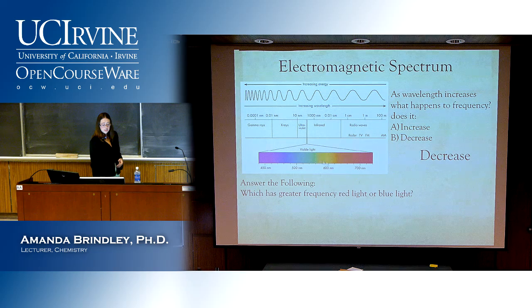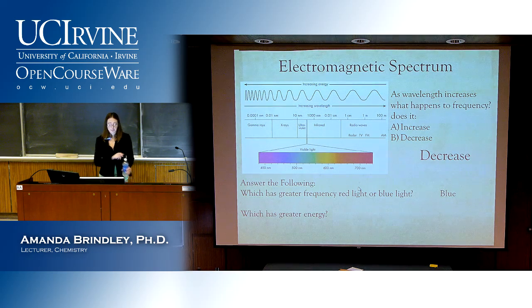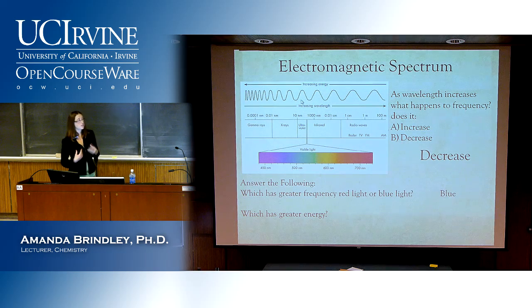So if you look at this and you say, which one has a greater frequency, red light or blue light, it's going to be blue light. Now, which one has a greater energy? We haven't done a lot of talking about how to calculate energy, but we can see that here, this is going to have more energy because you have a much higher frequency and a much lower wavelength. And so your blue light will have a higher energy.